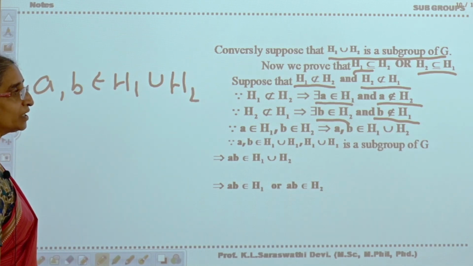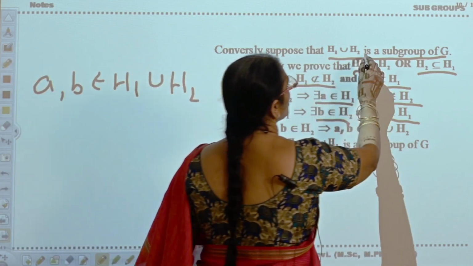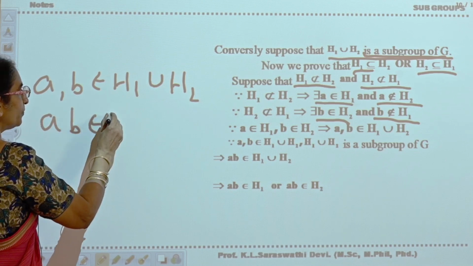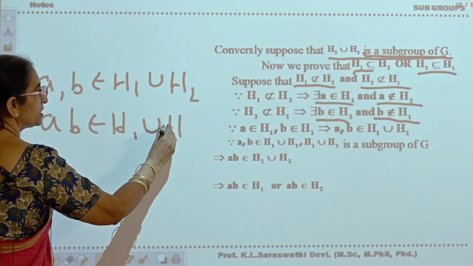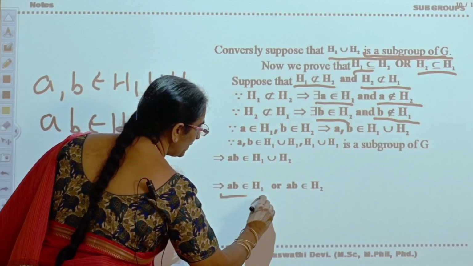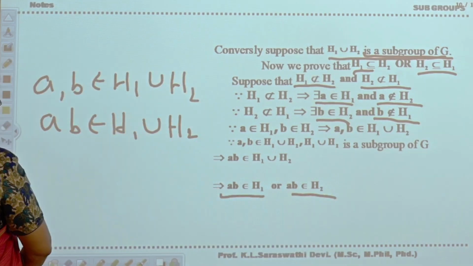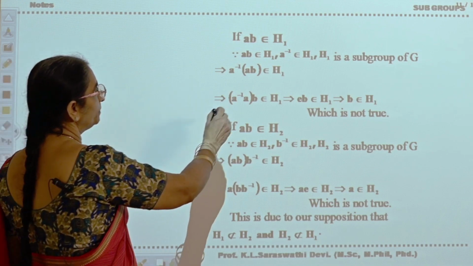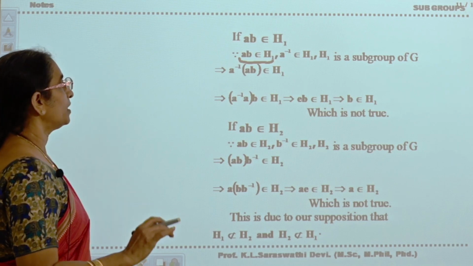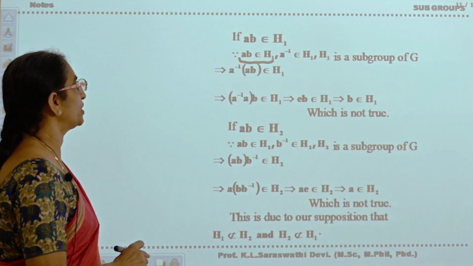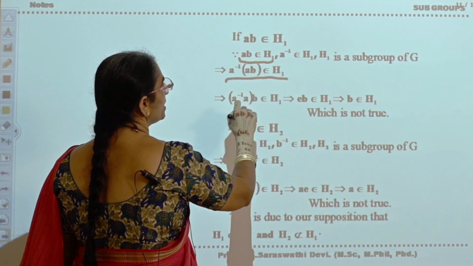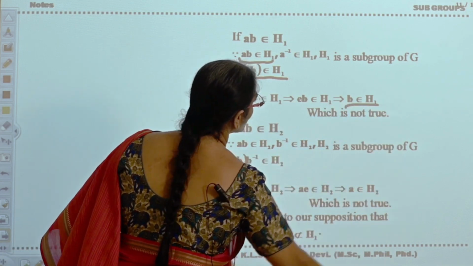But what is H1 union H2? It is a subgroup of G. Since it is a subgroup of G, by closure property, AB belongs to H1 union H2. Since AB belongs to H1 union H2, that implies either AB belongs to H1 or AB belongs to H2. If you consider AB belongs to H1 and A belongs to H1, H1 is a subgroup, so A inverse also belongs to H1. Now A inverse and AB are belonging to H1. Therefore, A inverse AB belongs to H1. That is, A inverse A is equal to E. That implies B belongs to H1.